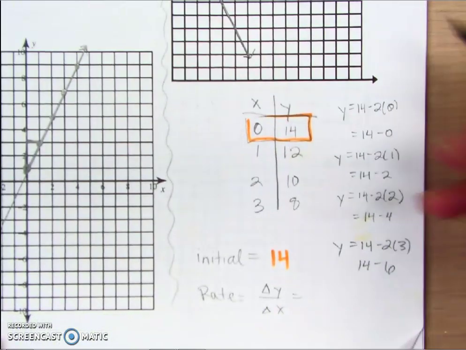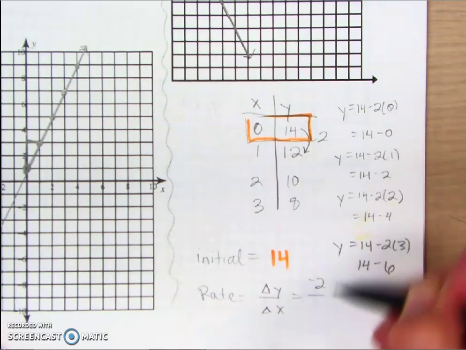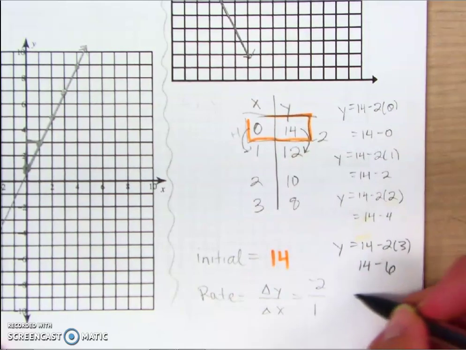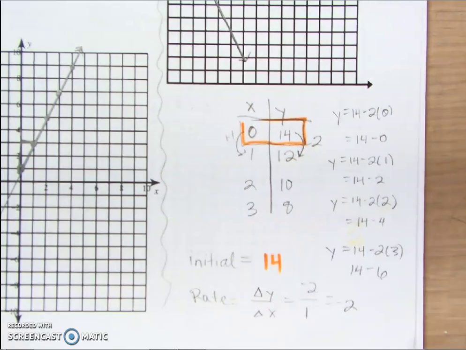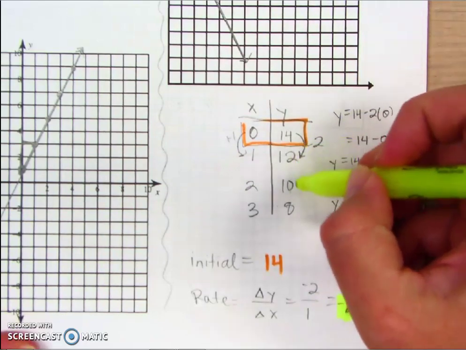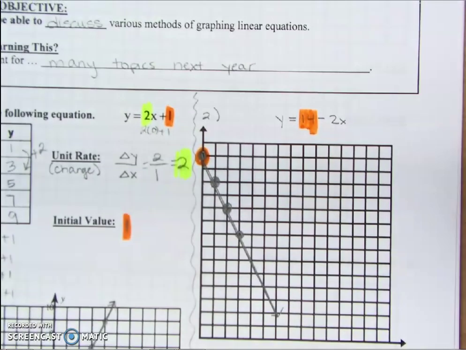So how is y changing? Well, from 14 to 12, it went down 2. From 0 to 1, they added 1. So that's how we get that our rate is -2. Notice our rate is -2 because it's going down 2 for every 1 on the x.